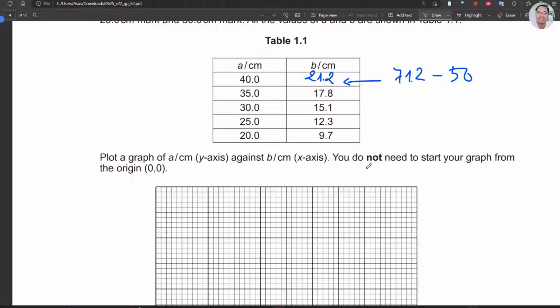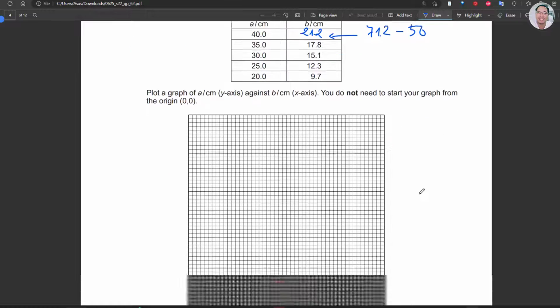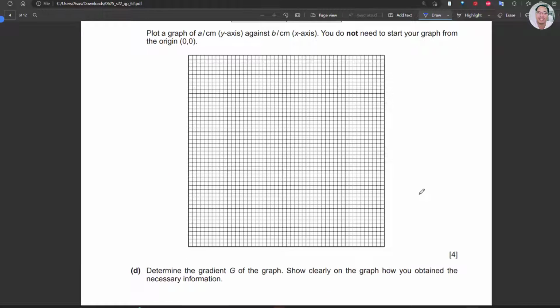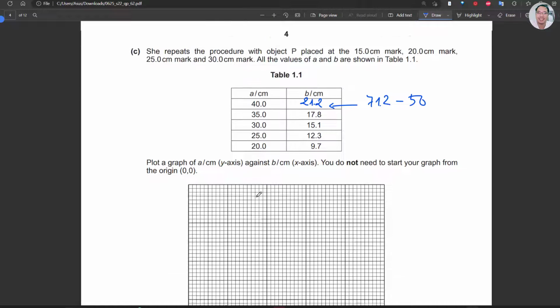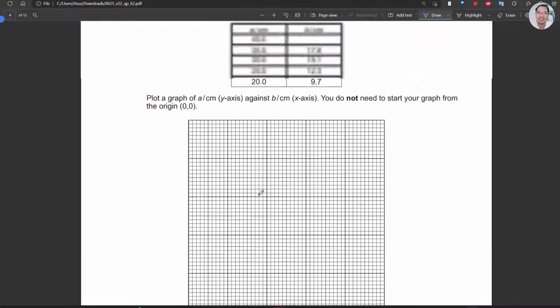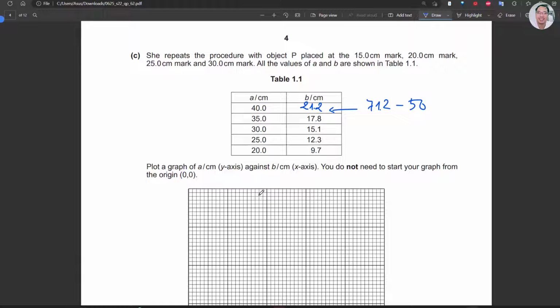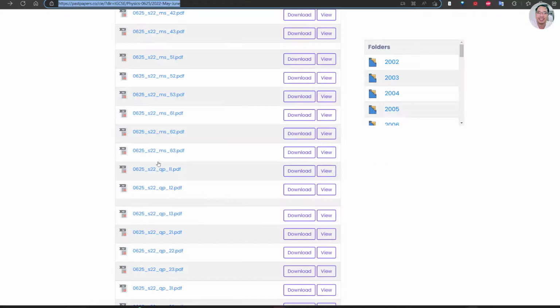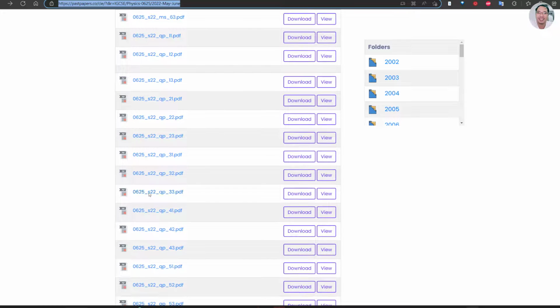Plot the graph. No need to start your graph from the origin. Do you have a printer at home? Probably you want to print this graphing paper and do the graphing on this. Yeah, take your time. Hit the printing button. Have you found the paper 662 here?